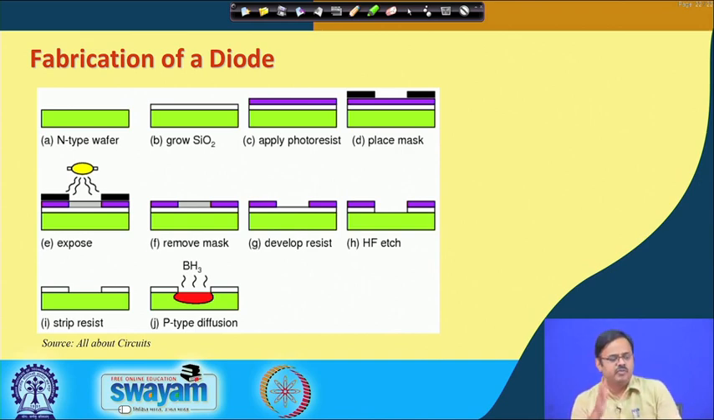So what we do is we start with an N-type wafer, and on top of that we grow a silicon dioxide layer. Once again, I repeat, we start with an N-type semiconductor, and then we add a layer of silicon dioxide. So the surface of the silicon is oxidized. Then we add a layer of photoresist, as is shown in step C.